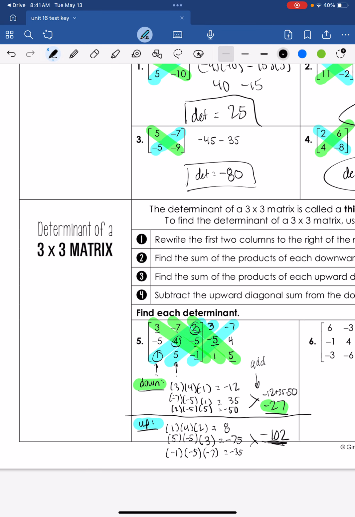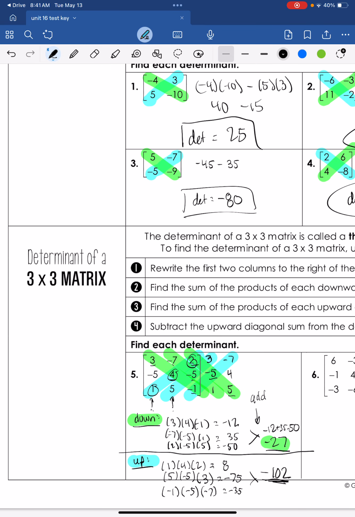Now to put this all together, what you're going to do is take your downward diagonals, so that'd be negative 27, and then you're going to subtract the upward diagonals, just like we were doing up above with the 2 by 2s. So if we're subtracting the negative 102, a negative and a negative makes a positive. And you're going to get 75 there.